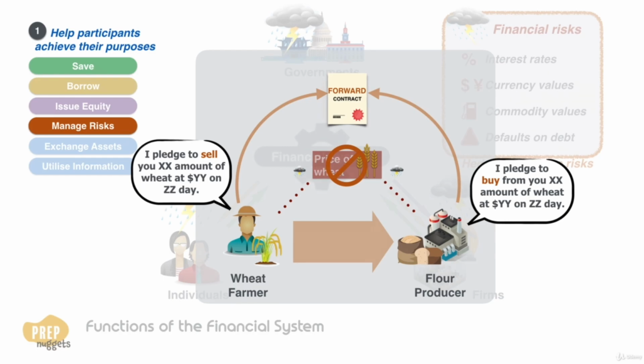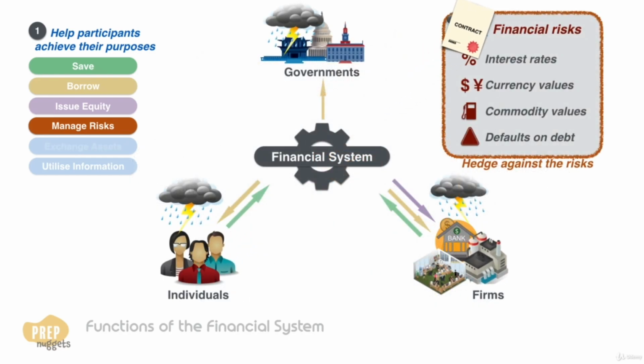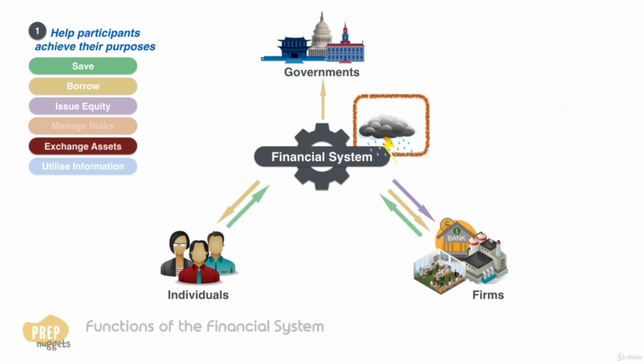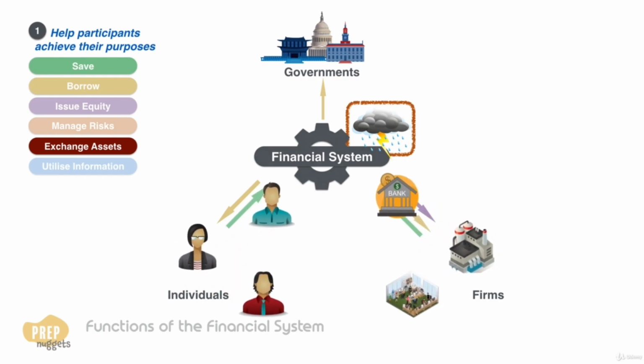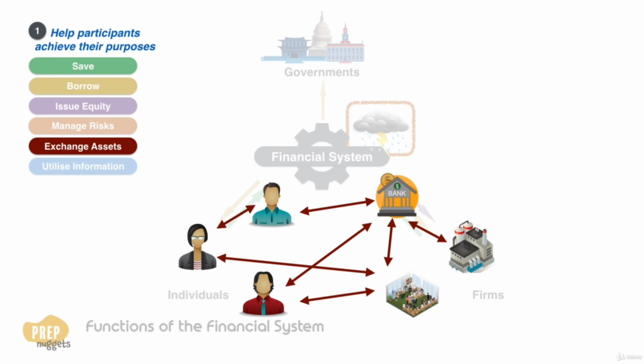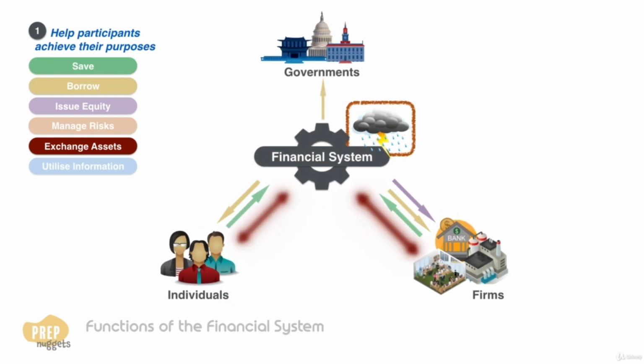The example we've discussed is an example of exchange of assets in the future. The farmer exchanges his wheat for cash in the future. People and companies often trade one asset for another for immediate delivery as well. This is known as spot market trading. While it is possible to trade directly with one another, it is more common and convenient to trade it in an organized market governed by the financial system.